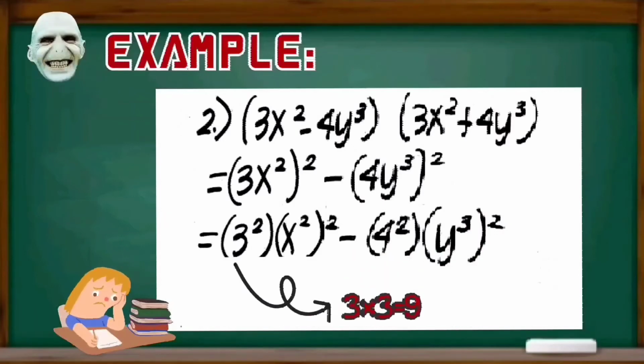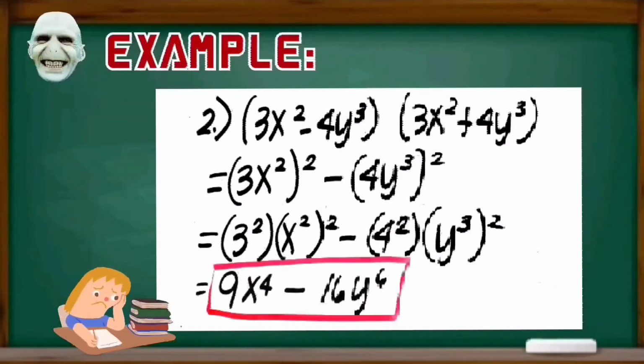So, 3 times 3, 9. Then, copy the variable x, 2 times 2, 4. So, 9x to the 4th power minus 4 times 4, 16. Then copy the variable y, 3 times 2, 6. So the answer is 9x to the 4th power minus 16y to the 6th power.